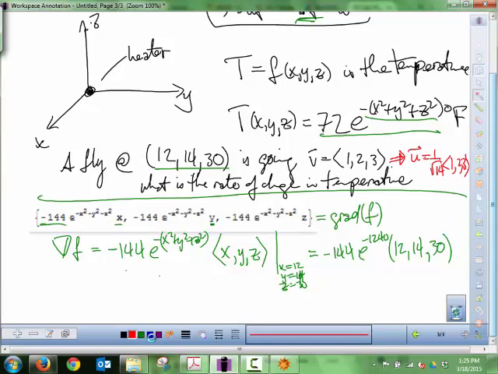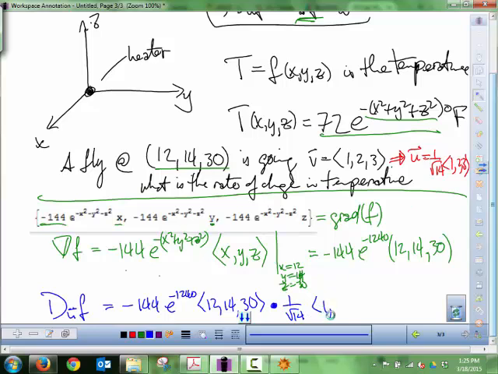So the directional derivative, Du of f, or I should have been using T the whole time, but oh well, is equal to negative 144 e to the negative 1240 times 12, 14, 30, dotted with 1 over square root of 14 times 1, 2, 3.